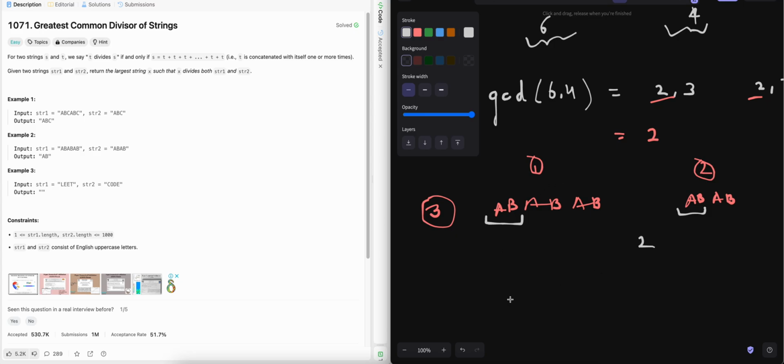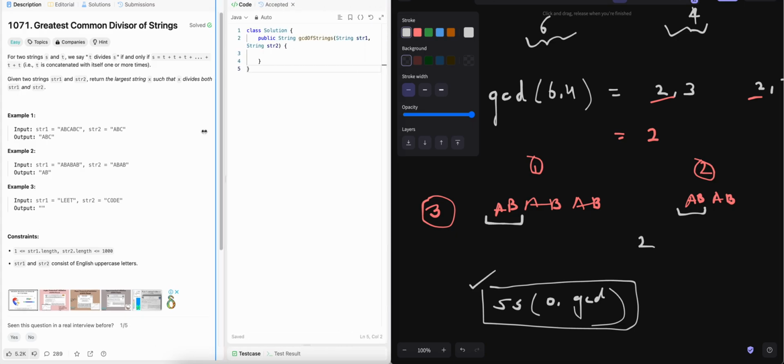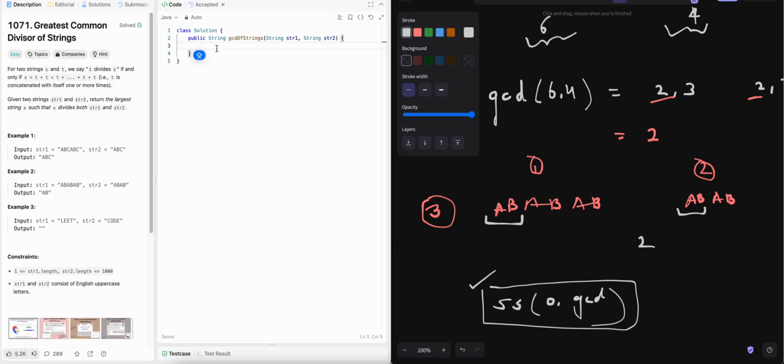So that's all we have to do. We need to find the substring from 0 to the GCD. If we are able to do that, we will get our desired answer. Okay, so I hope the understanding is clear. Now let's just try to write that in the code. Whatsoever we have discussed, we will try to write down the same thing in the code, so we are able to understand that correctly.